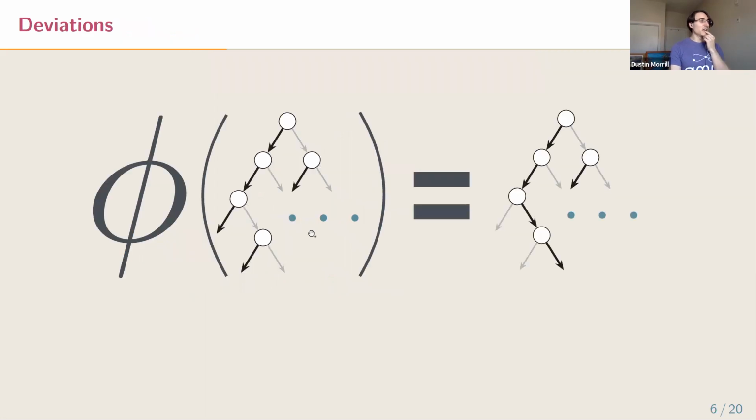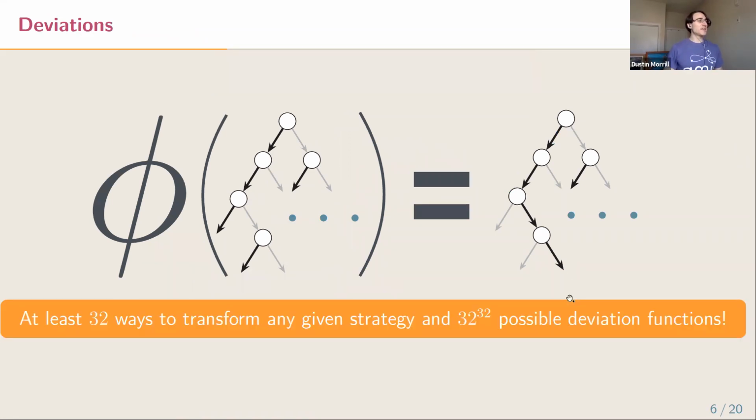All right, so now what do deviations look like in these settings? So if we have a strategy like the always left strategy here, and we apply some deviation function phi, we're going to get out some new strategy, maybe the one that plays left, left, right, right. And notice here that even in a small game, there are at least 32 different ways to transform any given strategy, and 32 to the 32 possible deviation functions, right? Total mappings from the set of strategies to strategies. So this is doubly exponential in the number of information sets.